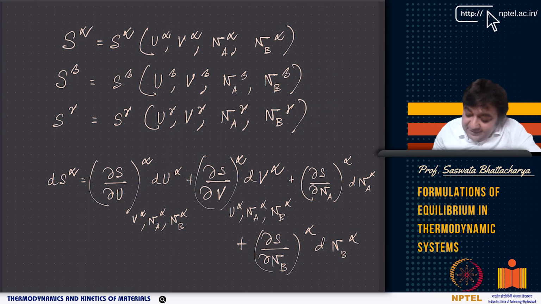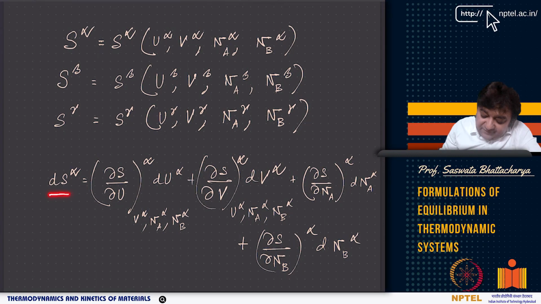Now, if that is so, you can basically write the change, that is the exact differential dS alpha, equals del S del U alpha dU alpha, plus del S del V alpha dV alpha, plus del S del Na alpha dNa alpha, and del S del Nb alpha dNb alpha. So this is for the alpha subsystem.